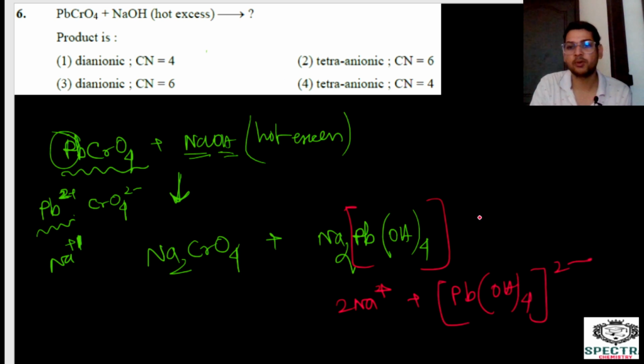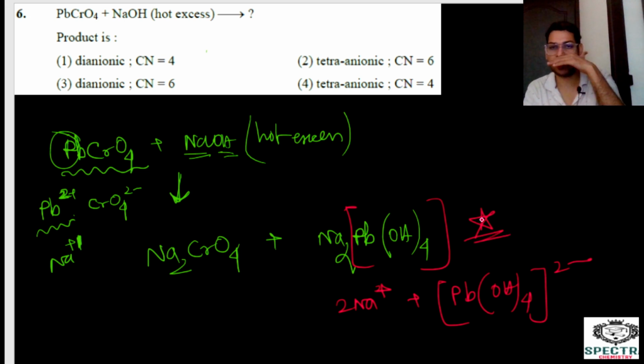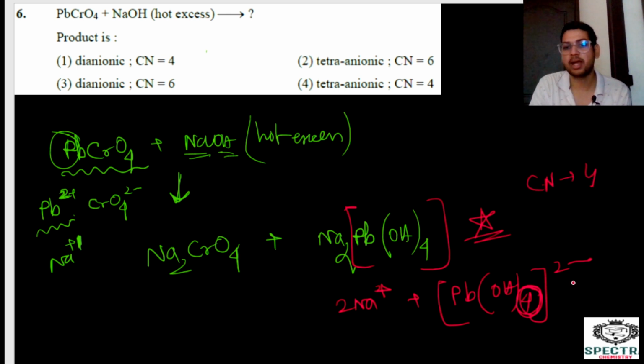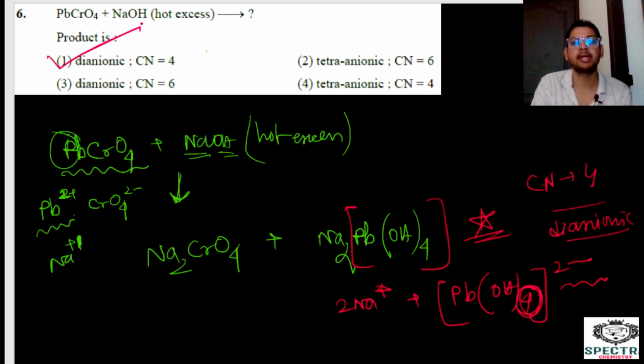Yes, so this is the thing. Now they have asked the question regarding this. Okay sir, I got it, the coordination number is 4 and it is dianionic. That's it. Its coordination number is 4 and it is dianionic. That means option number A will be your correct answer.